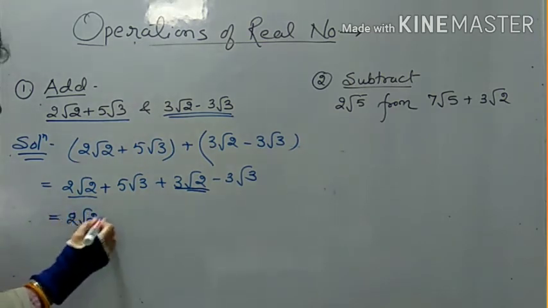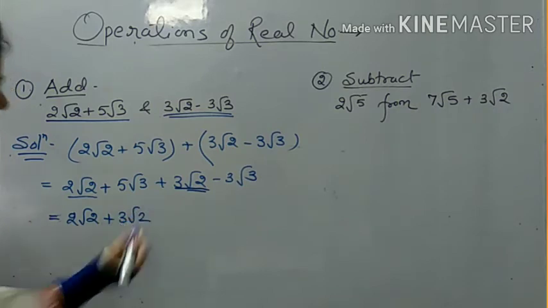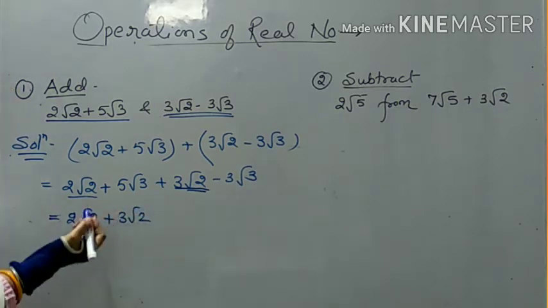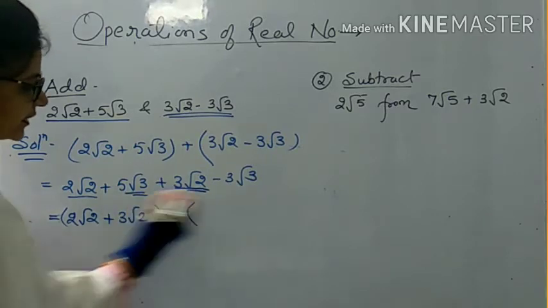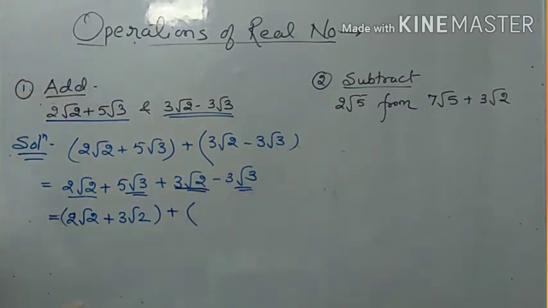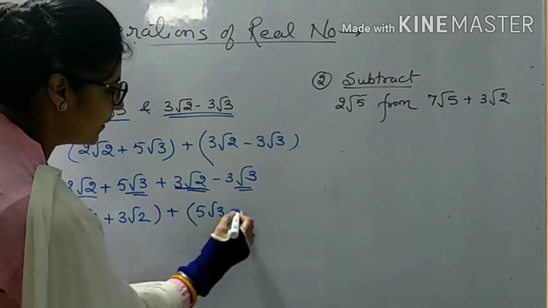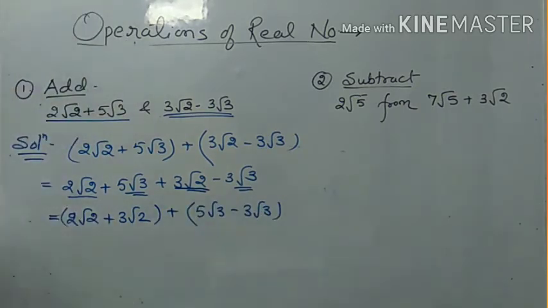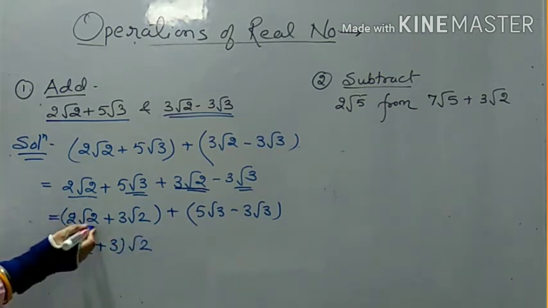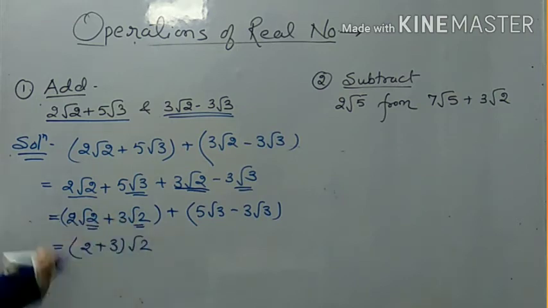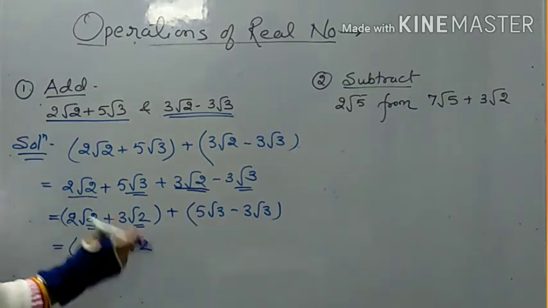So what will we do with these two? We will group them. Clear? Real numbers with the same irrational part. And again these two have the same irrational part, so 5 root 3 minus 3 root 3. Out of this we can take 3 common. If you consider this is x and this is x, then 2x plus 3x is 5x. Similarly here it will be 5 root 2.